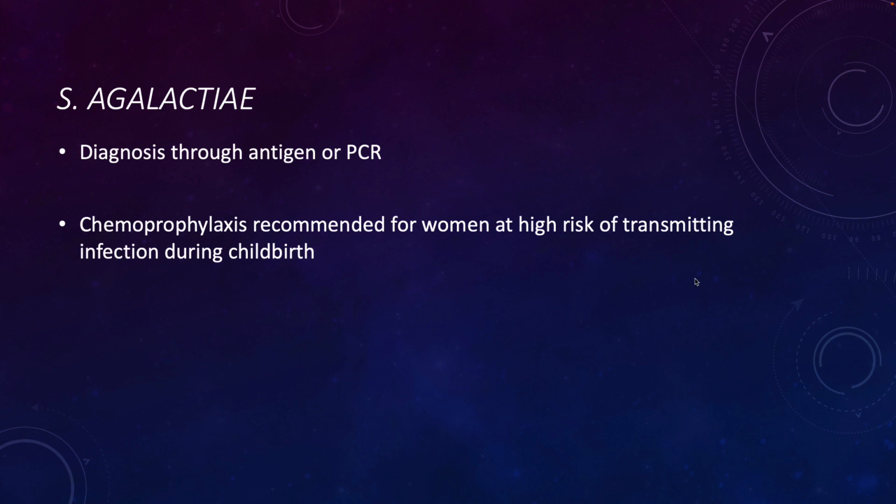The infection is often diagnosed through antigen testing or PCR testing, and chemoprophylaxis, basically antibiotic therapy, is recommended for women at high risk of transmitting infection during childbirth. For the most part, if, for example, you are pregnant and have a planned C-section, there is significantly less risk. The risk is to the neonate during delivery through the vaginal canal. But if they prescribe the antibiotics, I would probably take them.